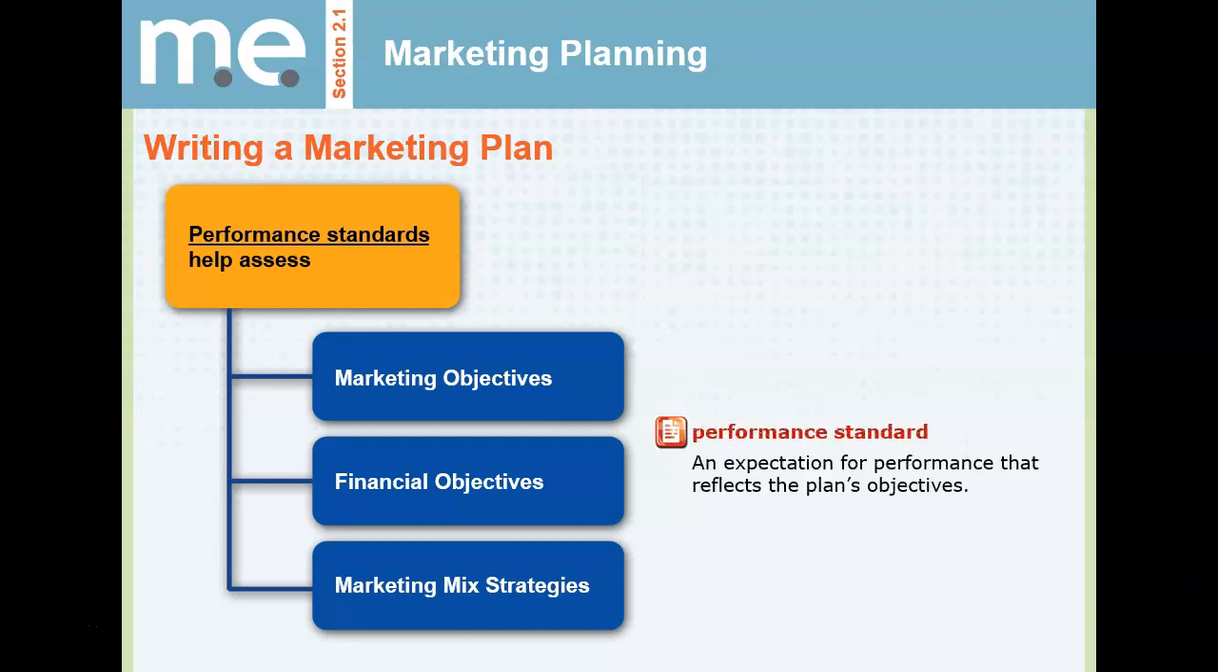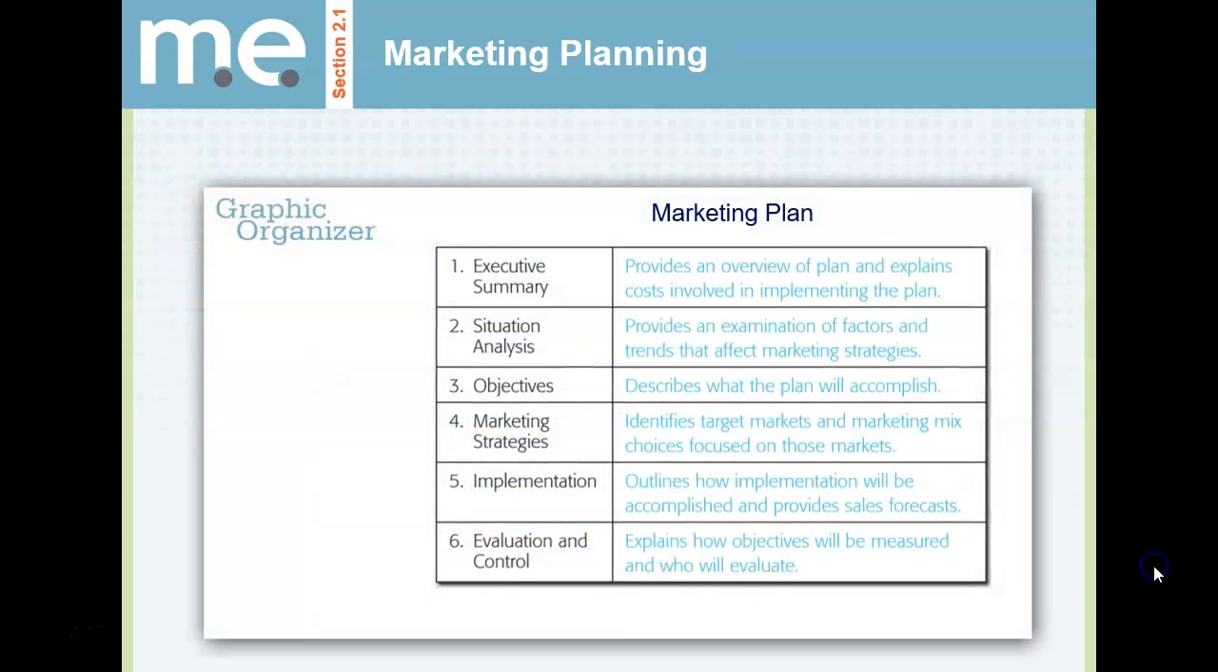So performance standard is an expectation for performance that reflects the plan's objectives. And that's really what we're going to work on today, writing our objective for your market or your company that you're marketing, or product or event. But a performance standard is an expectation for performance that reflects the plan's objectives. And a lot of times they are marketing, financial, and they can often be marketing mix strategies.